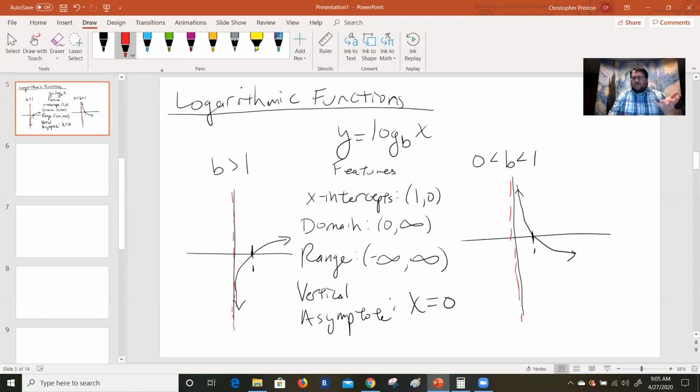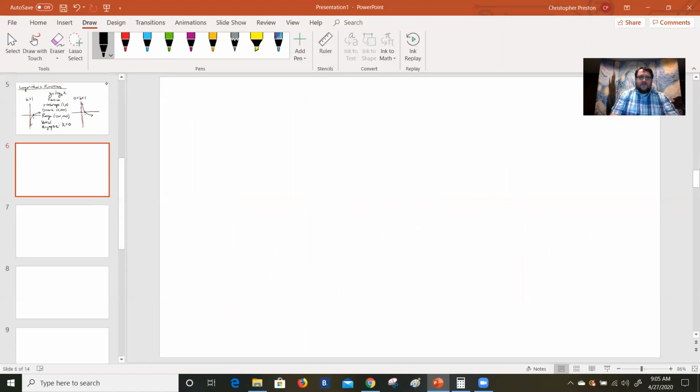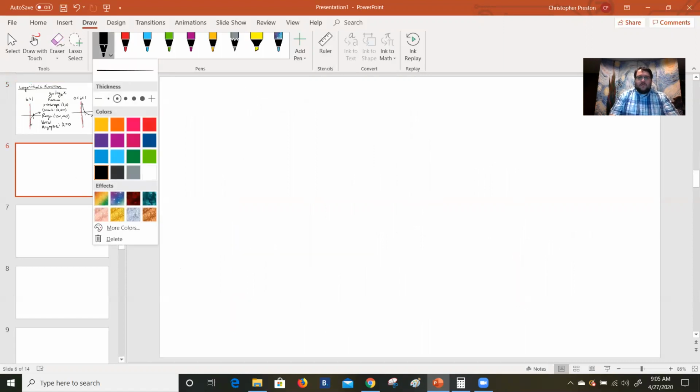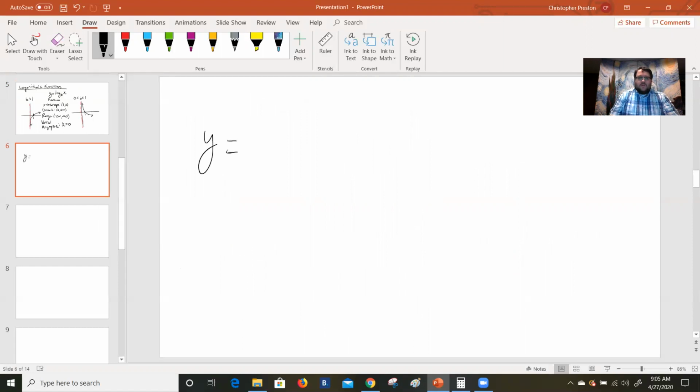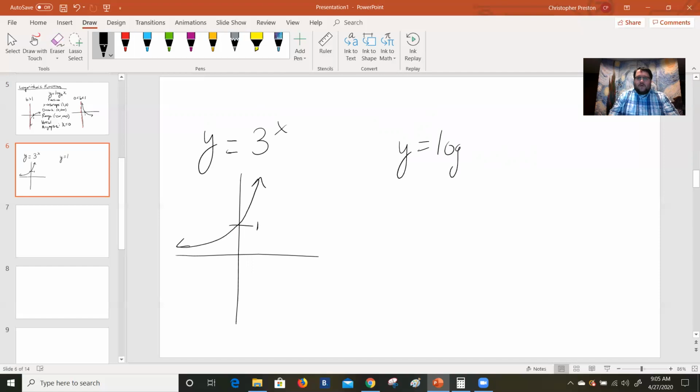Now, this should sound vaguely familiar. You're like, I think I've heard something like this before. And that's good because it's a connection to the exponential function. So with the exponential function, let's say we had y equals 3 to the x. That looks like this, crossing that 1 on the y-axis. Whereas if you had y equals log base 3 of x, that graph would look something like that.